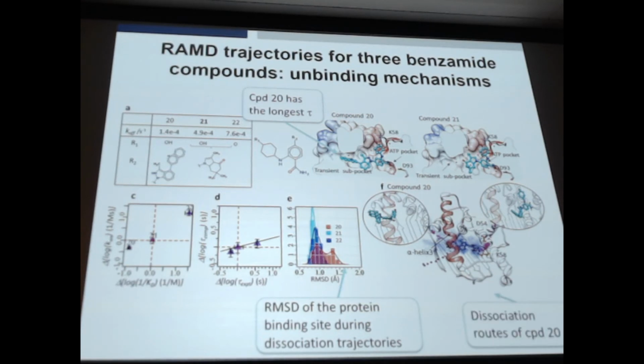So we can get different mechanisms of exit, and this is related here to the need or not for the ligand to distort, and in this case we picked up charge interactions that were important for the residence time.